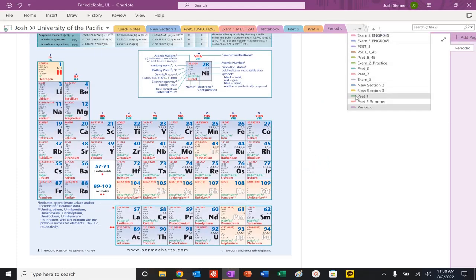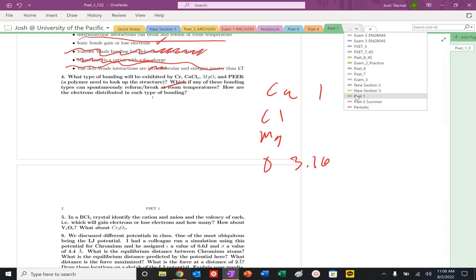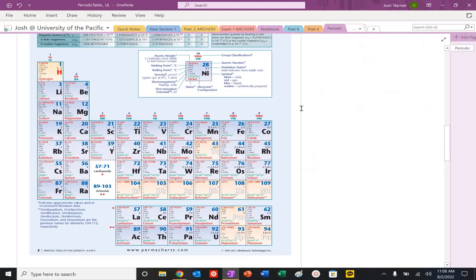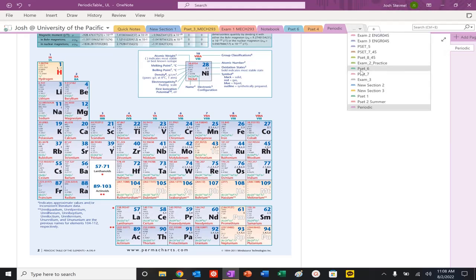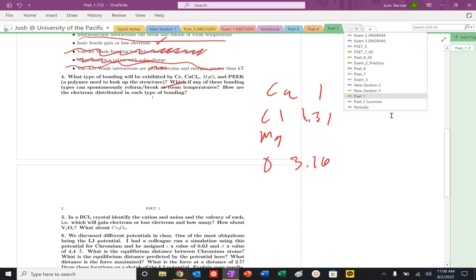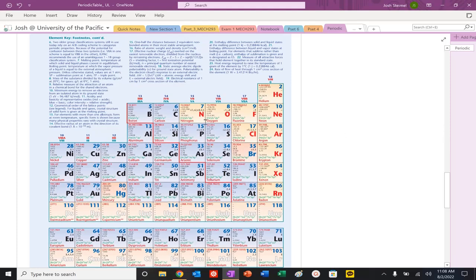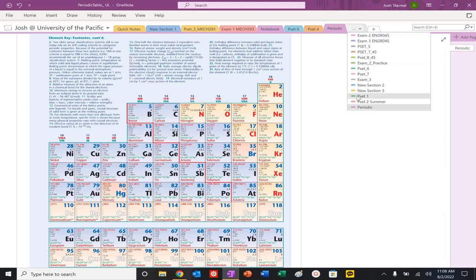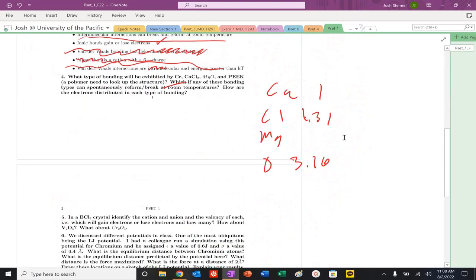CaCl2, I shouldn't have gone over here so quickly. I need Mg, and then O and Cl. Mg should be right here, 1.31. And then let's go to the other side of the table. O is 3.44. And then Cl is 3.16. So I was close. Cl is 3.16. So, 1, 1.31, 3.16, 3.44.